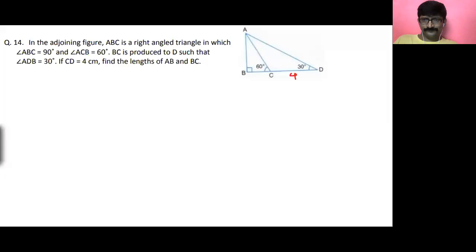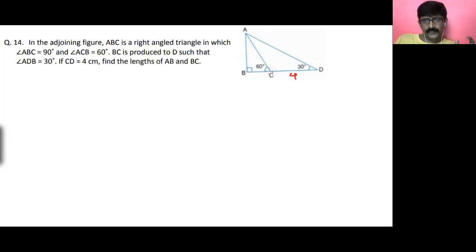So once again we'll see sum number 14 in the figure given below. In triangle ABC, look properly, it is a right angle triangle in which angle ABC is 90 degree, that means angle B is 90 degree, angle ACB is 60 degree. ACB कितना बोला है उन्होंने, 60 degree बोला है.